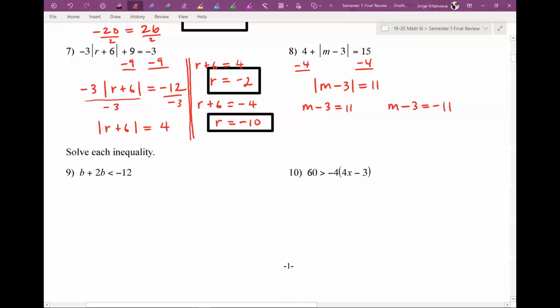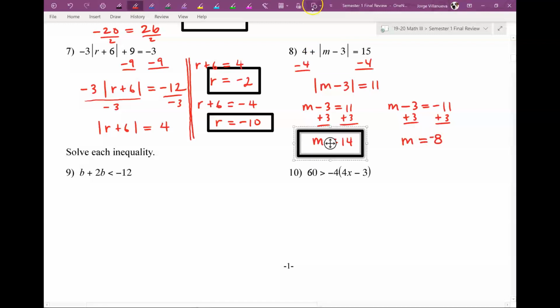I'll add 3 to both sides for both problems, and I'll get my solution. So let's add 3 here and add 3 there. So I get m equals 14. And on the other side, I'm going to add 3 on both sides. So I get m equals negative 8. Sorry, I put positive 8, but it should be a negative 8. So I get my two solutions right there.